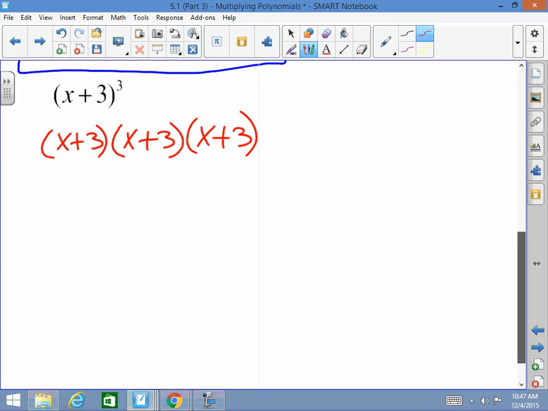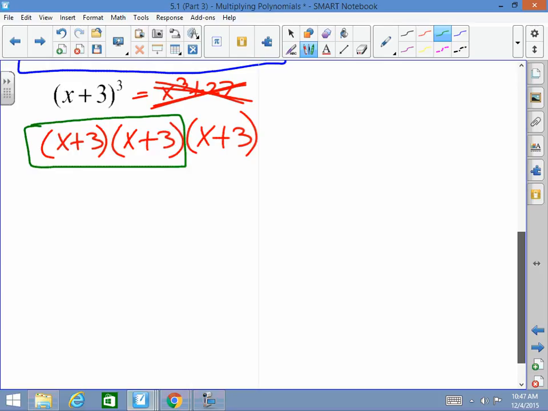I've been teaching for a long time, and I don't know why, but people always want to say, oh, this is x cubed plus 27. No, it is not. That is wrong. Please, it's wrong. X plus 3 cubed is x plus 3 times x plus 3 times x plus 3. Now, how does this work? I want you to always remember to first do these two first, please.